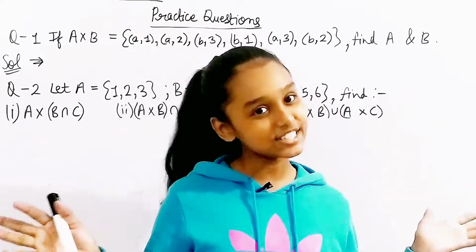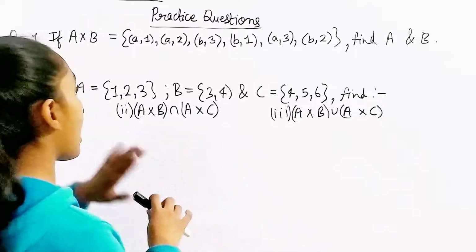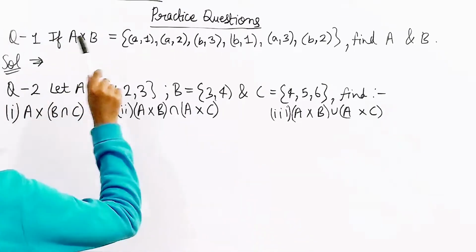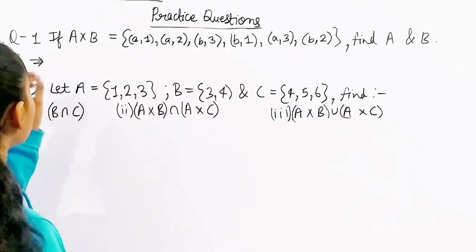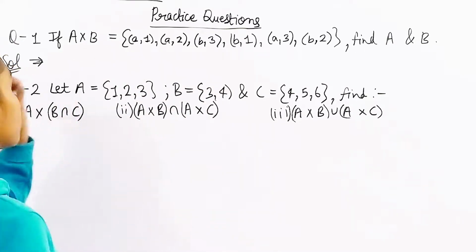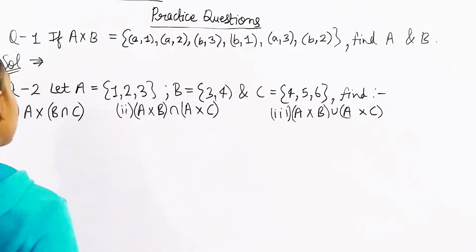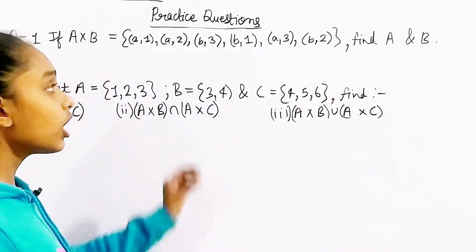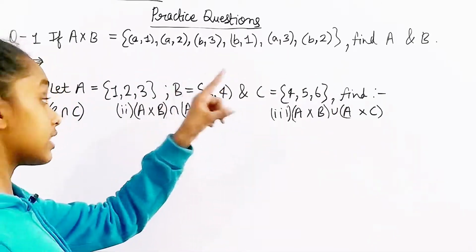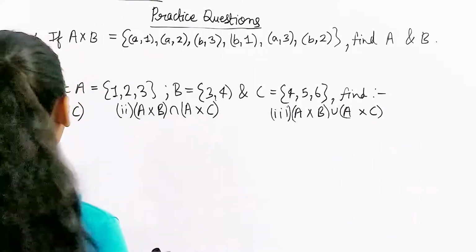Let's get started. The first question we have is: if A cross B is equal to this set, which is a cross product of two sets given to us, what do we have to find? Find set A and set B. So it's really easy, as we all know.